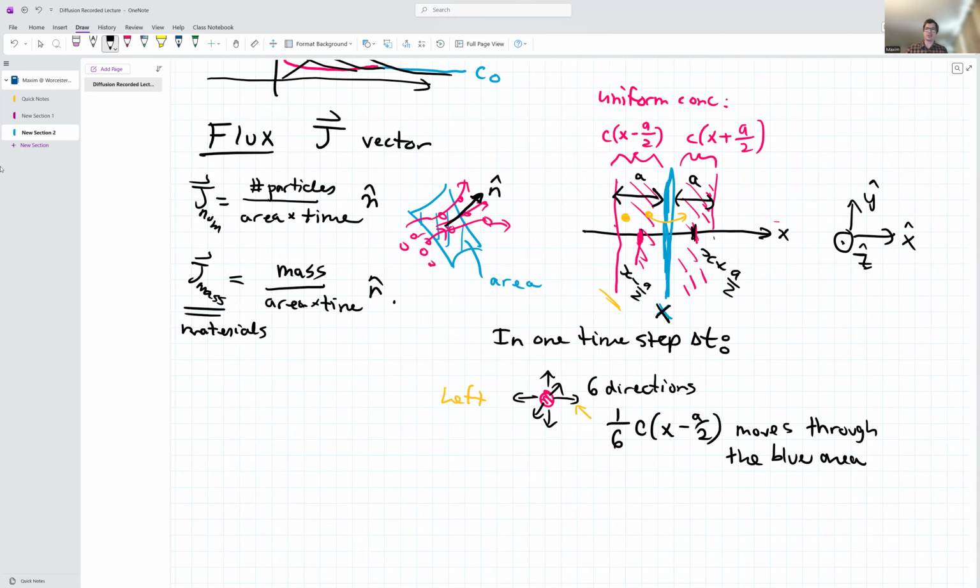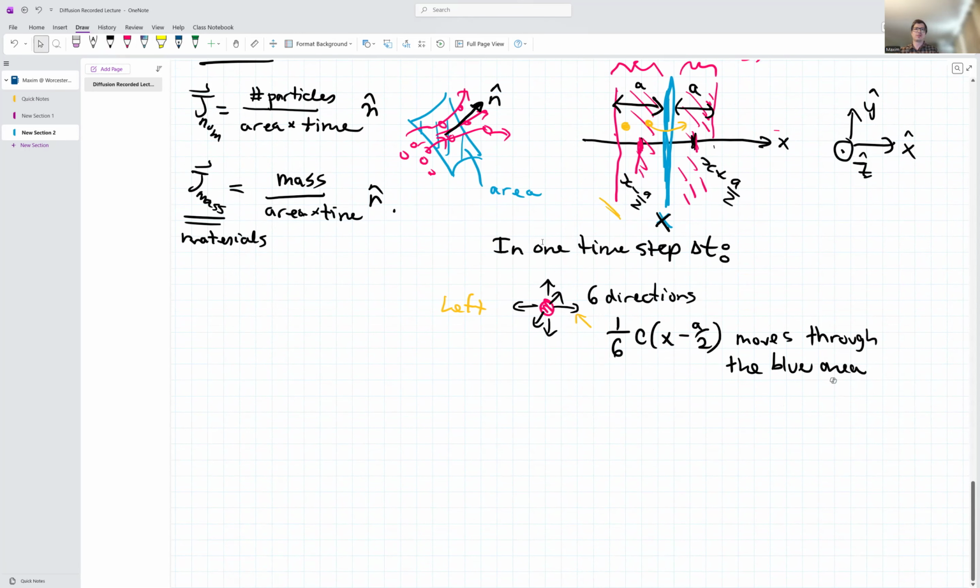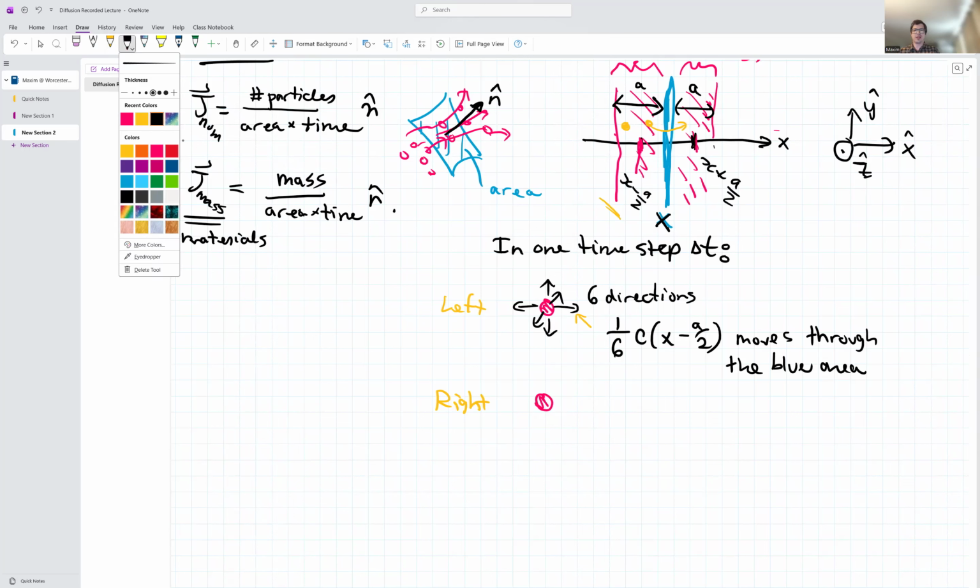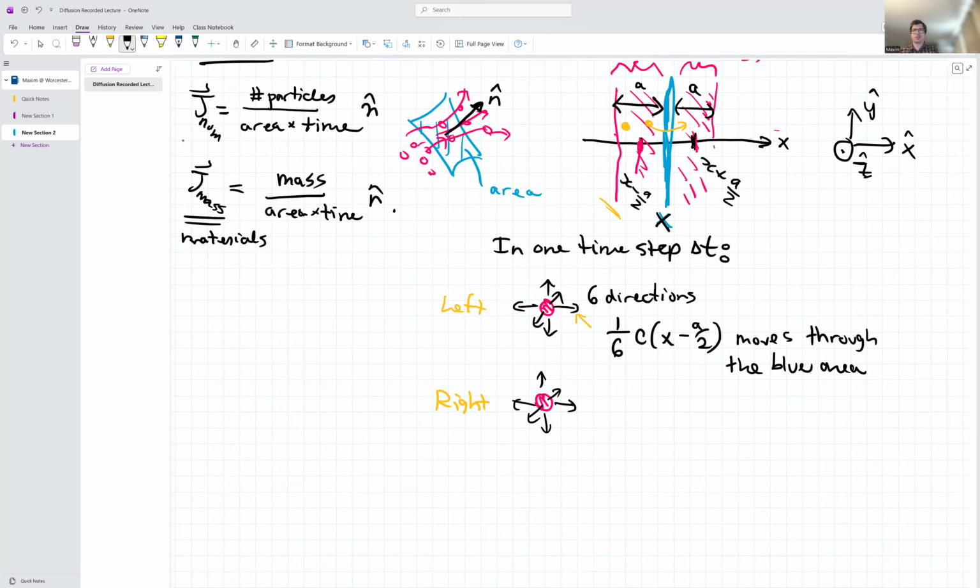Okay, what about the ones on the right? Well, the ones on the right can also move through the blue area, but in the opposite direction. So the ones on the right are also particles that can hop in all the different directions, but now it's only the ones that are over here that move through the blue area, and it's also 1/6 of the concentration.